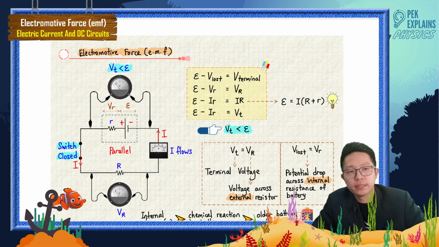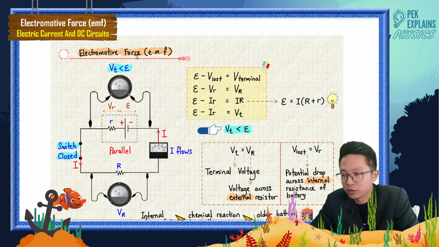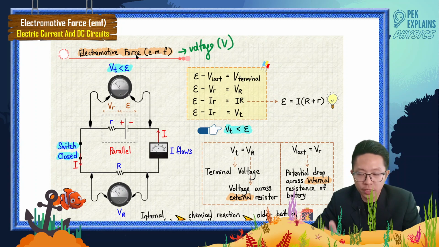Okay, now let us learn about electromotive force. What is actually electromotive force or EMF? Is it about a force, like tension or friction with unit Newton? Is it a vector quantity? No, this is actually voltage. It's not a force. It's actually a voltage, unit volt, not Newton.